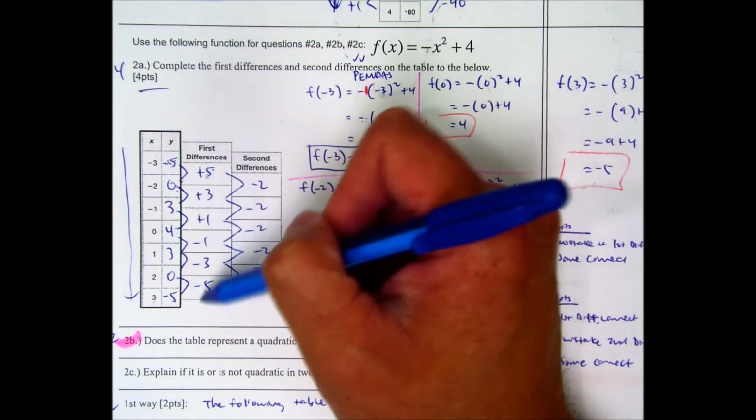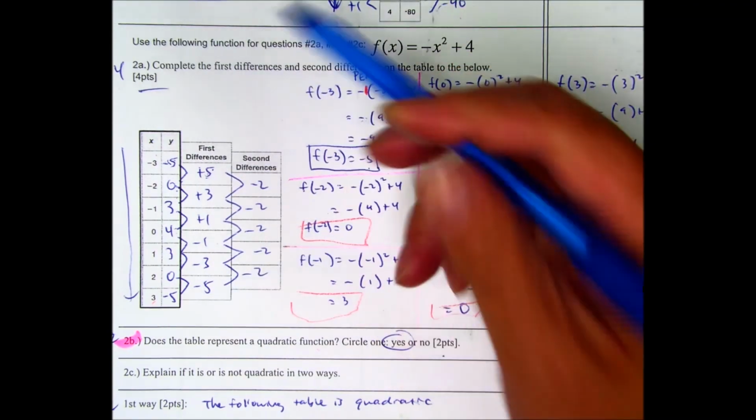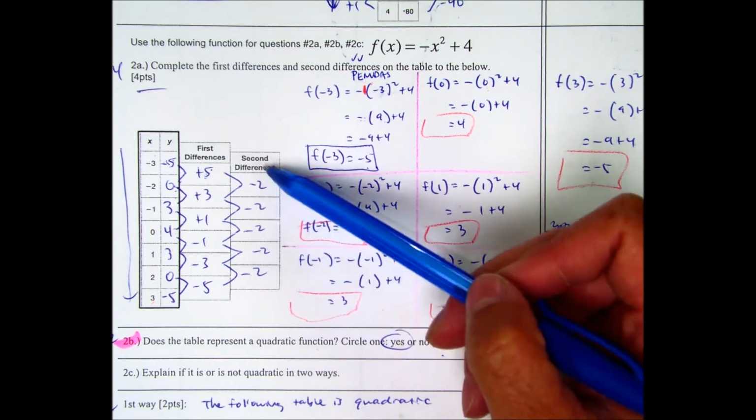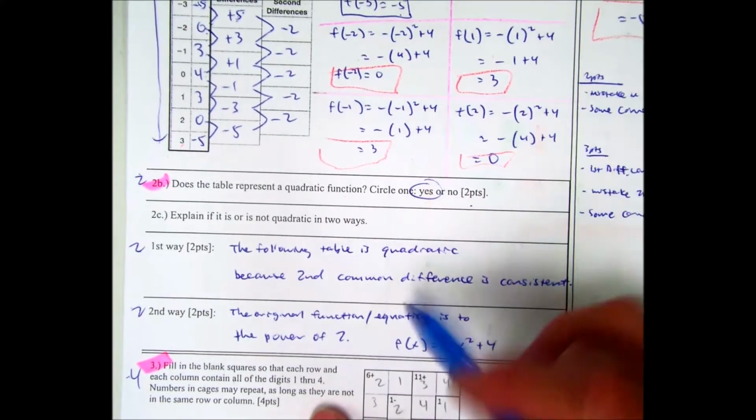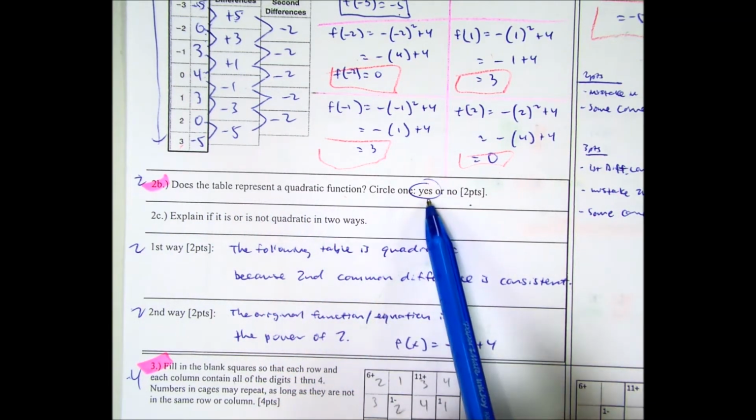It's not linear because the first differences are not the same. They're not consistent. If the second difference is the same, which in this case is -2, that's a good thing. So question 2b says, does the table represent a quadratic function? The answer is yes.